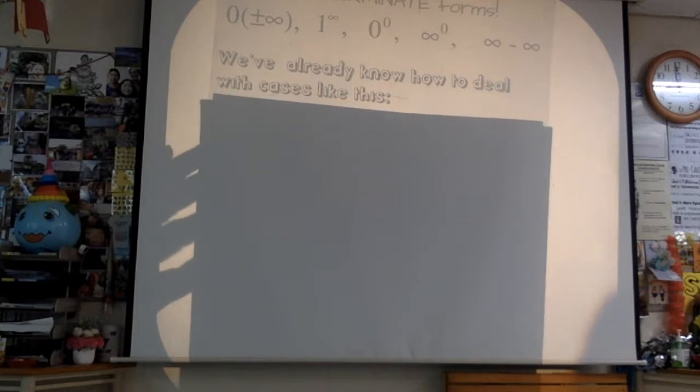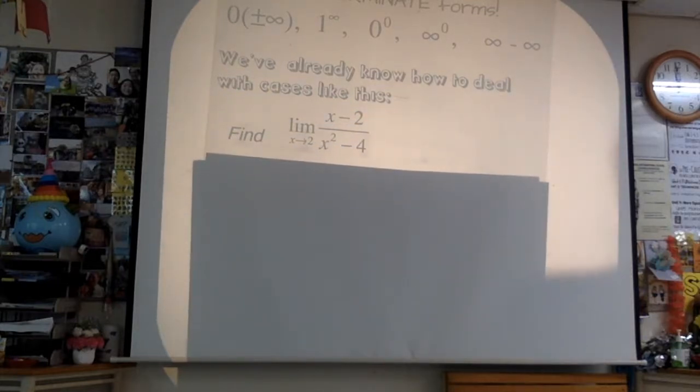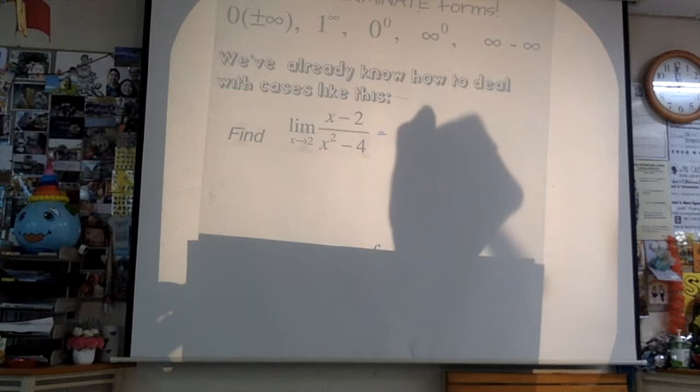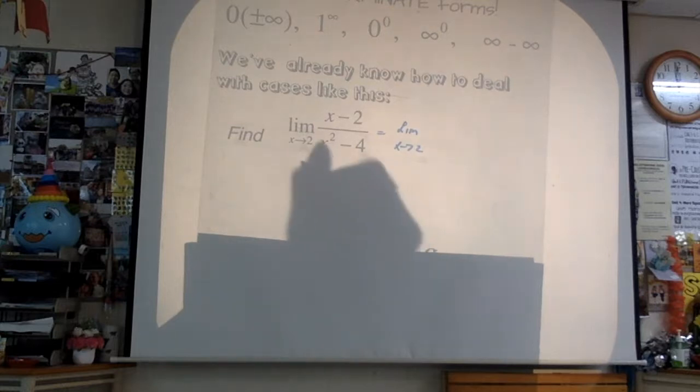Now, let's think about what we know already, okay? We already know how to deal with cases like this, right? Let's find the limit. Go ahead and find the limit of this. Do you remember how to do it? I hope so. So you would rewrite this. You can't do direct substitution because what's going to happen? 0 over 0. No good.